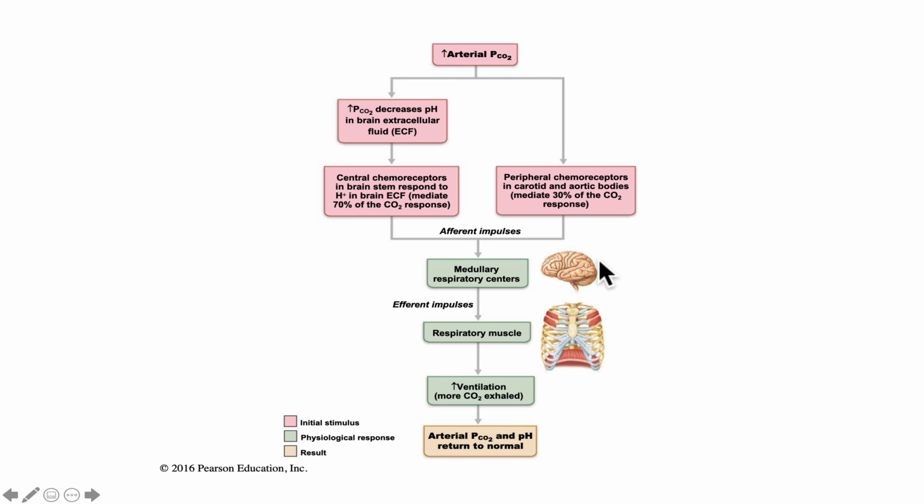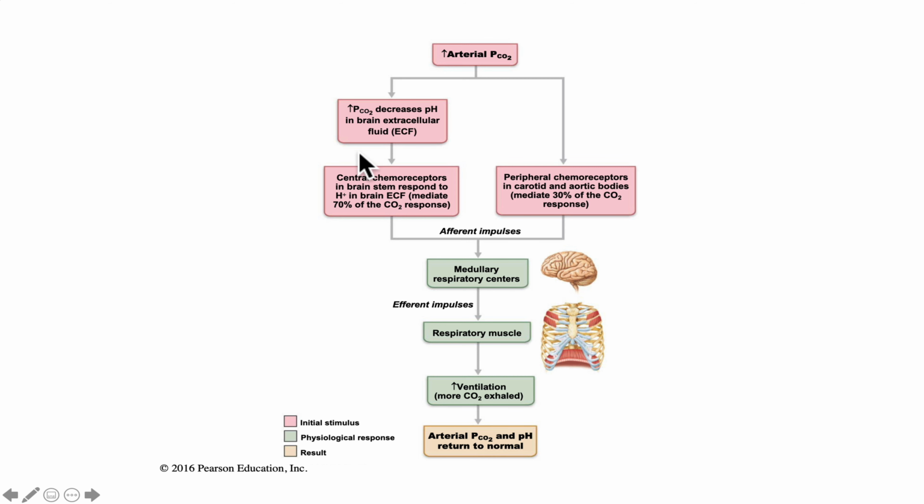So higher carbon dioxide increases the depth and rate of breathing, while low carbon dioxide causes breathing to slow until pH rises to abnormally high levels. In this case, what we have is high arterial carbon dioxide levels. When chemoreceptors in the carotid and the aortic bodies sense that, they send a signal to the respiratory center of the medulla, and then those impulses send a signal out to the respiratory muscles. We increase ventilation, more carbon dioxide gets exhaled, and carbon dioxide levels go back to normal.